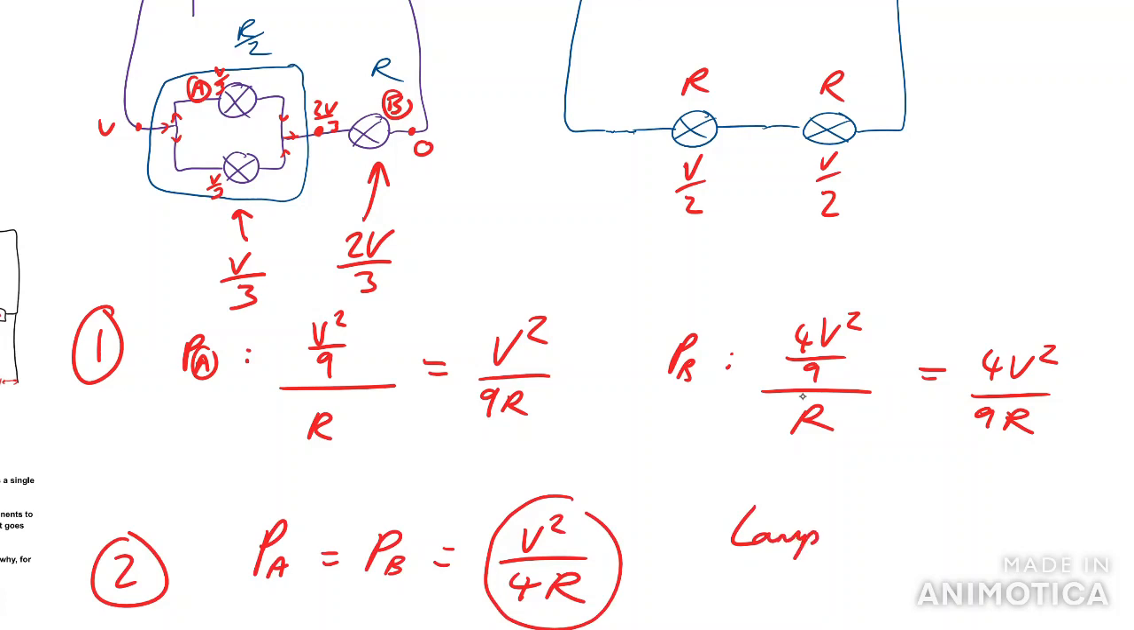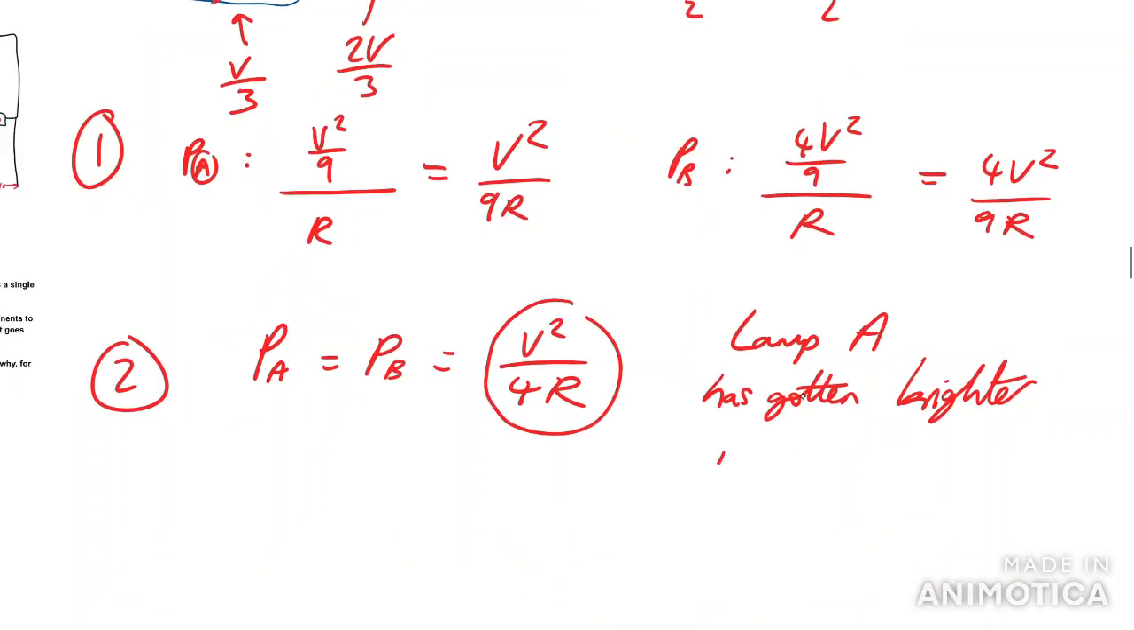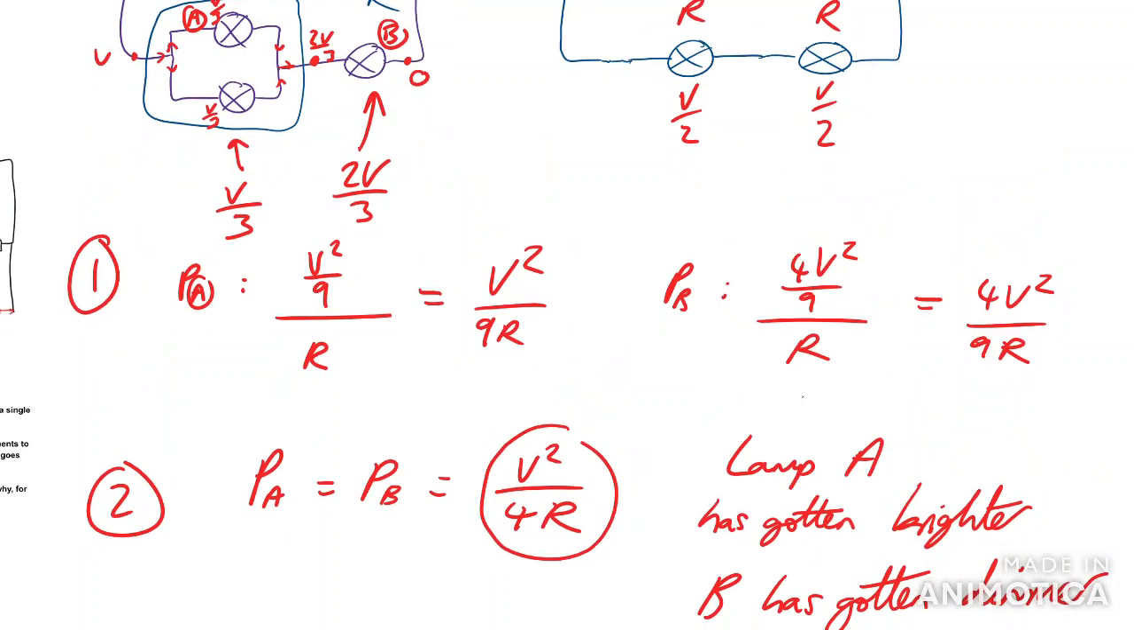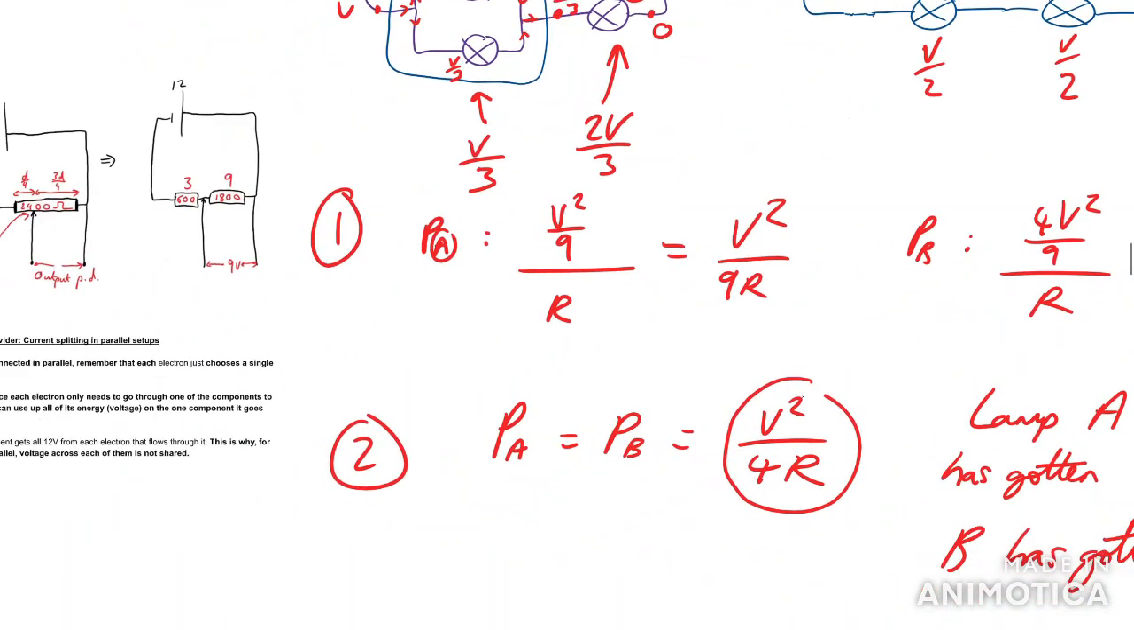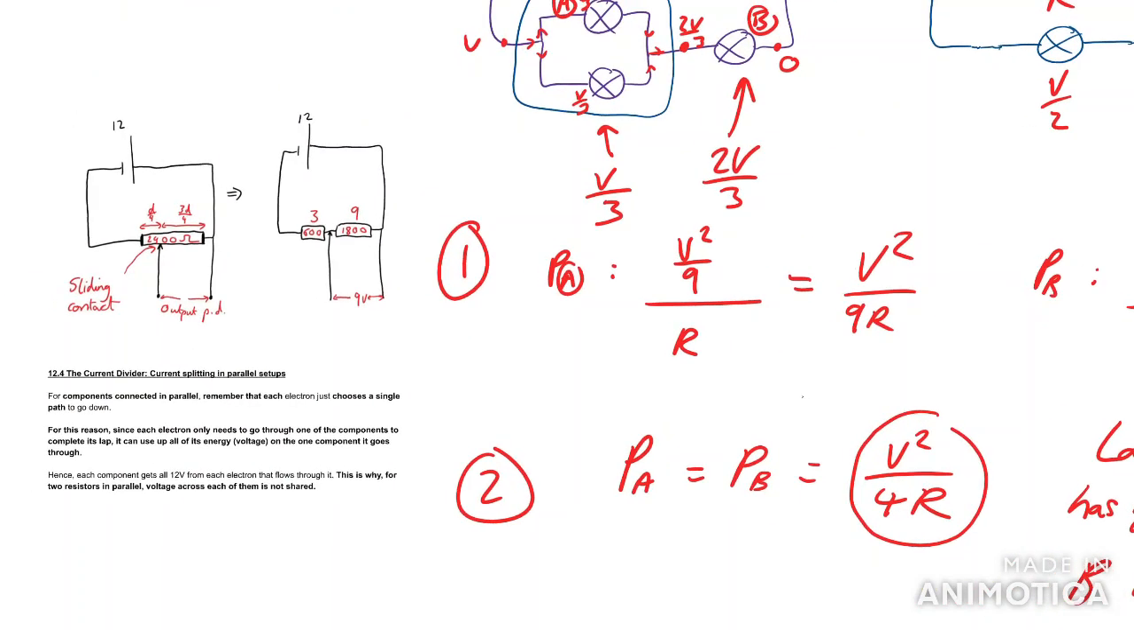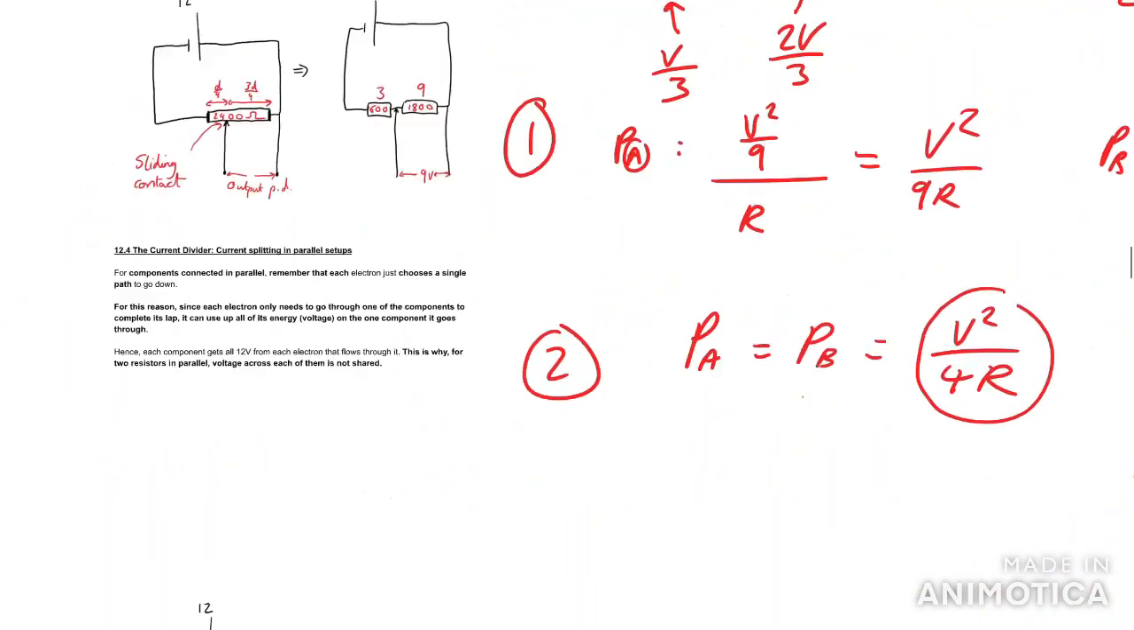lamp A has gotten brighter and B has gotten dimmer. And notice how, personally, I think that was relatively easy, and we didn't have to introduce the idea of current or anything like that. All we had to do was look at the voltages and how those change using potential dividers. So you can see it's a very useful tool to avoid confusing current calculations.